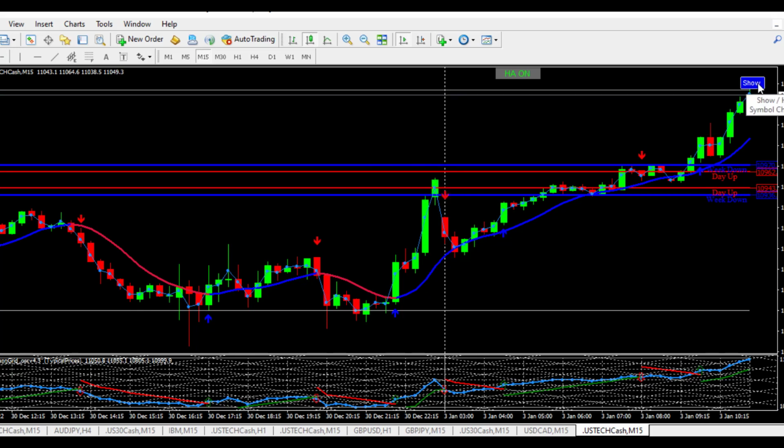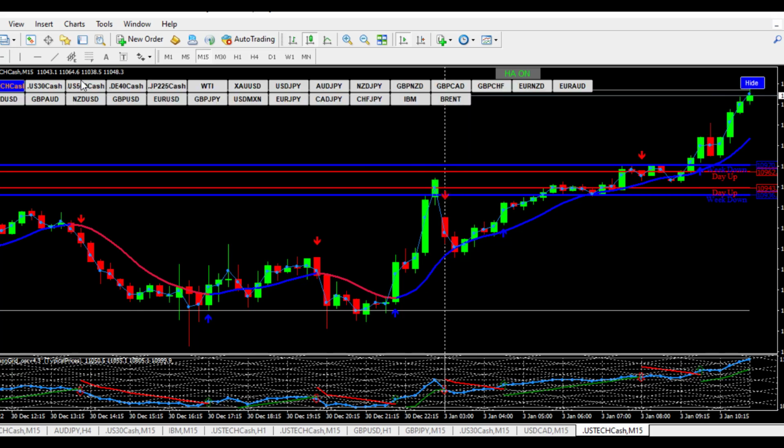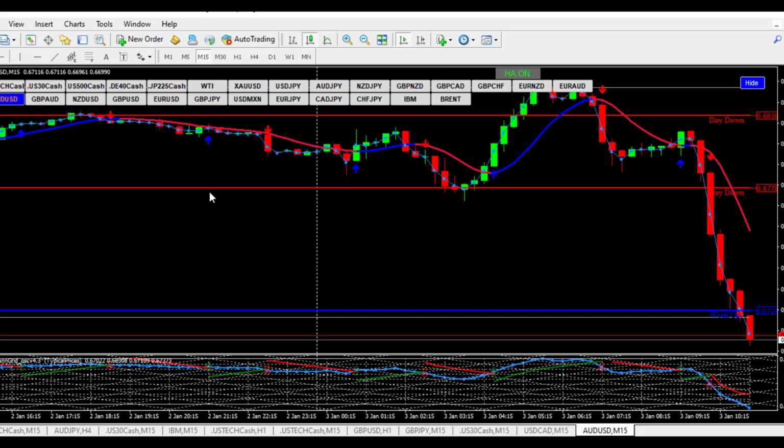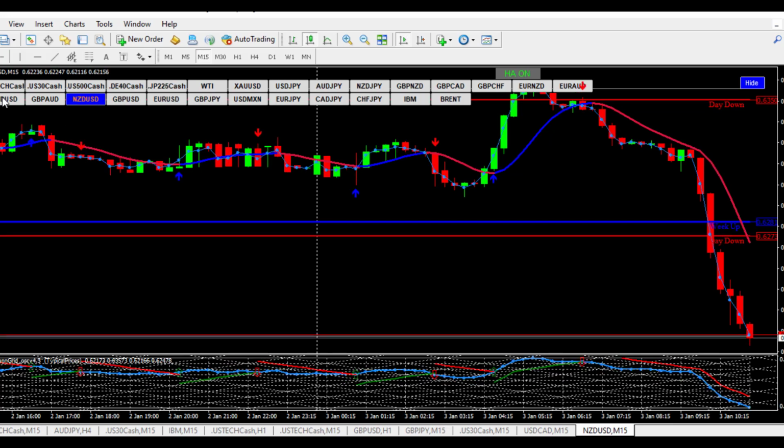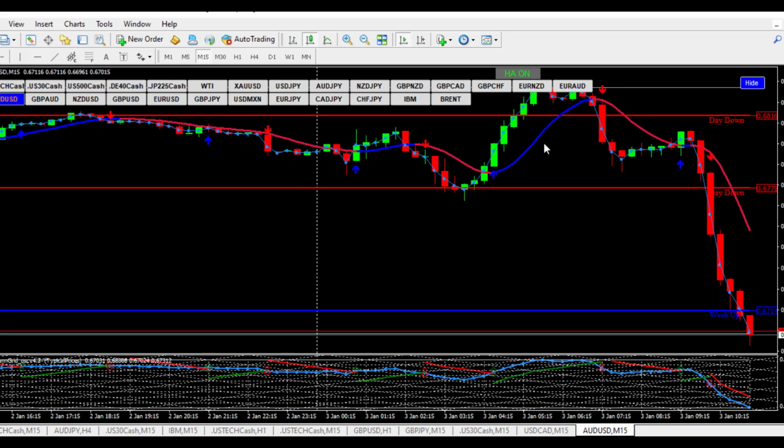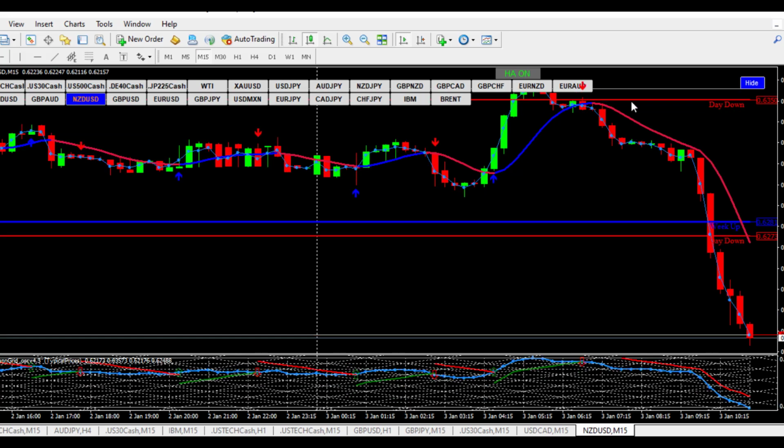So this is how you use this particular strategy. You can test it on any pair you want, and this is it on AU. This is New Zealand, almost the same chart. They moved the same way, almost the same way.